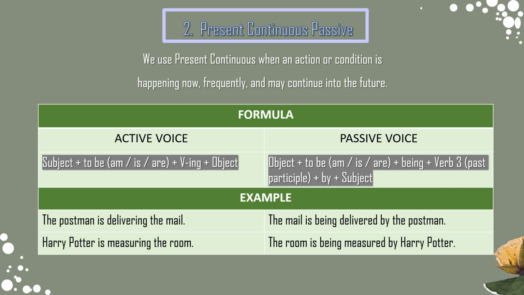And this is for the example. Active voice: the postman is delivering the mail. And we change into the passive voice: the mail is being delivered by the postman. The next example: Harry Potter is measuring the room. And we change into the passive voice: the room is being measured by Harry Potter.